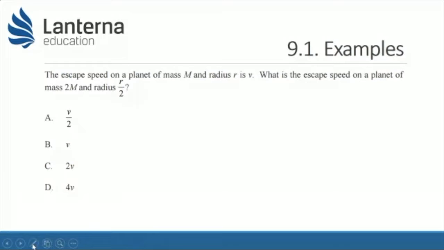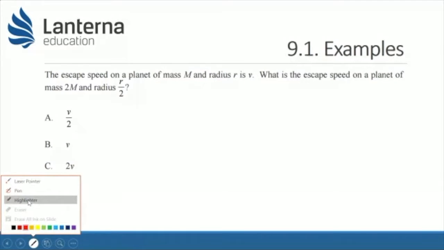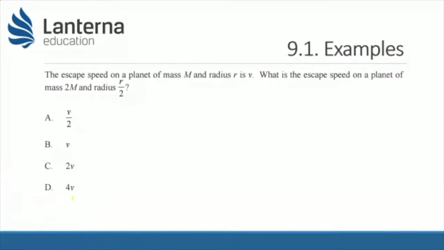Now, again, I think that there are a couple of people who haven't been in one of my workshops before. So we start every exam question by highlighting important bits. So we can see we're looking at the escape speed, and we're starting with mass m, radius r, and speed v. What's the escape speed if I double the mass and halve the radius?